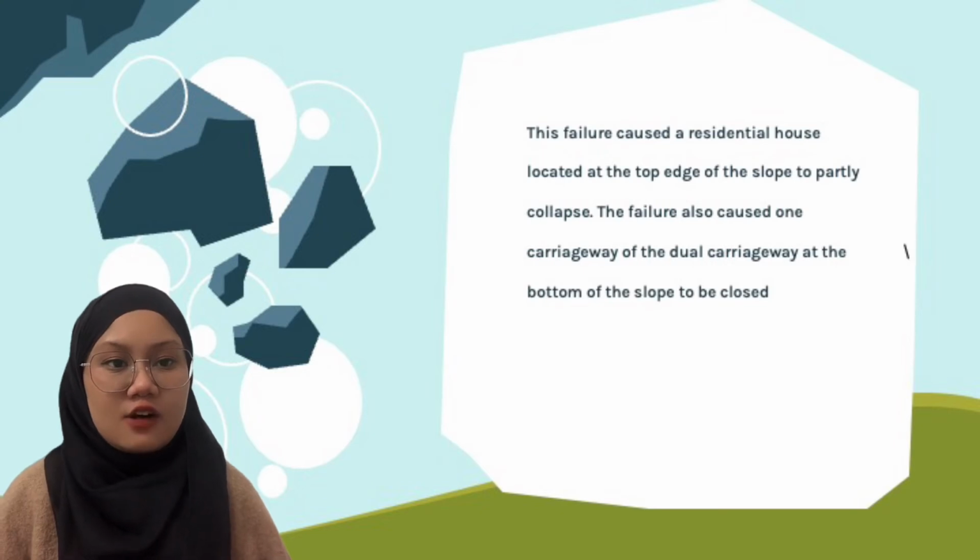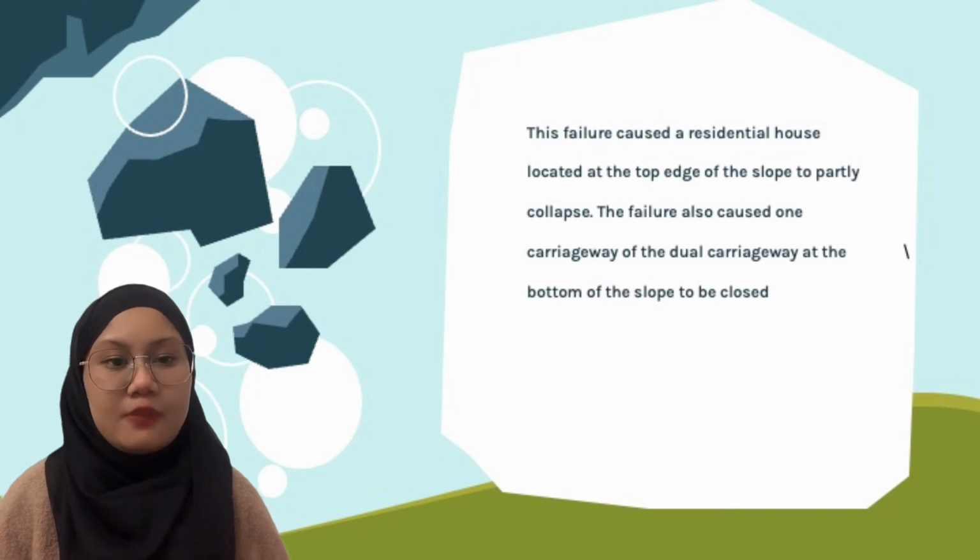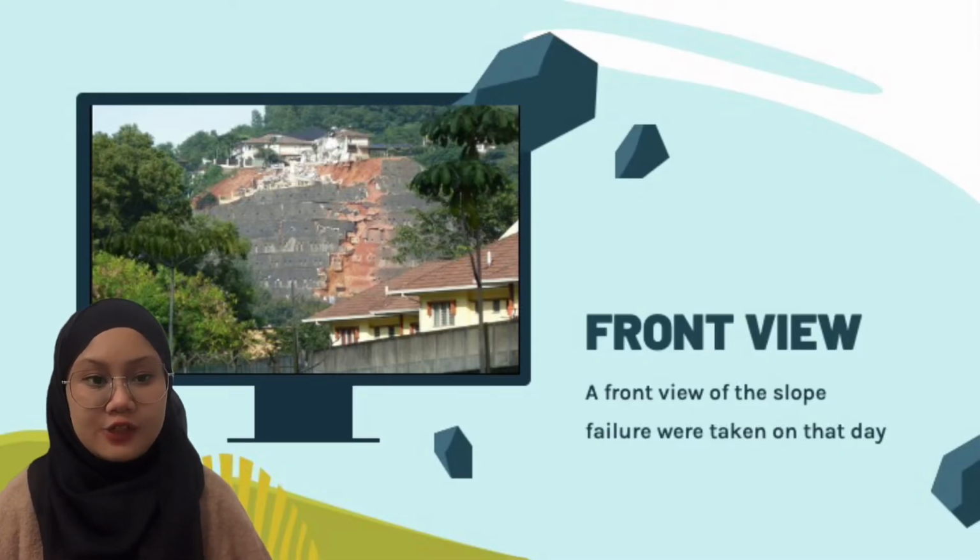Okay, this failure caused a residential house located at the top edge of the slope to partly collapse. The failure also caused one carriageway of the dual carriageway at the bottom of the slope to be closed. Okay, as you can see on the screen now, here is a front view of the slope failure, taken on the incident day.